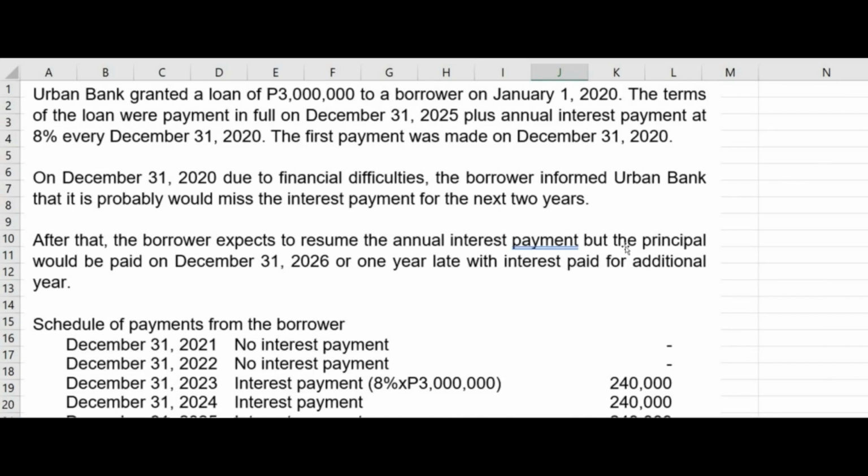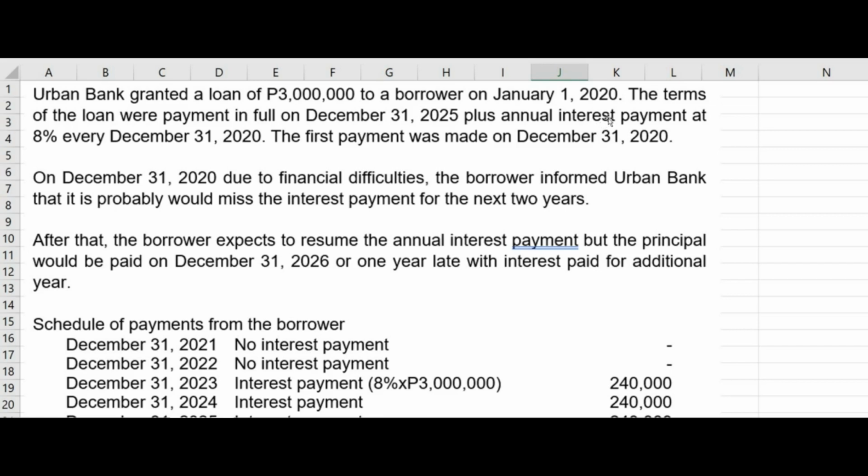So, this next problem is about Urban Bank. So, ito naman siya, nakakabayad siya ng interest kaso lang na-delay. So, merong mga years na hindi siya nakapagbayad agad. So we have here Urban Bank granted a loan of 3 million to a borrower on January 1, 2020. So the terms of the loan were payment in full on December 31, 2025 plus annual interest payment at 8% every December 31. The first payment was made on December 31, 2020.